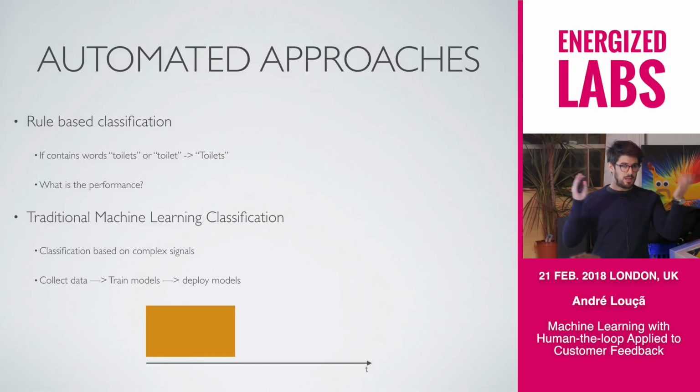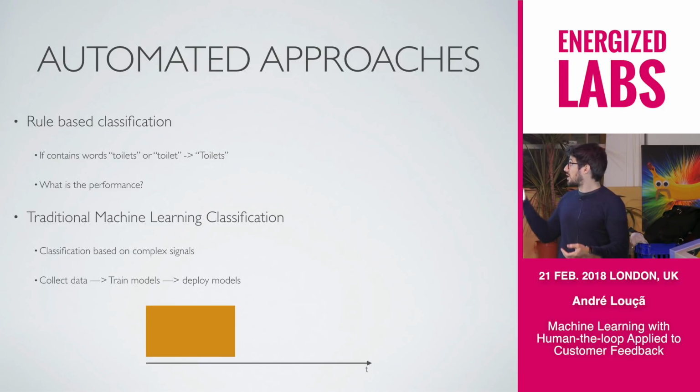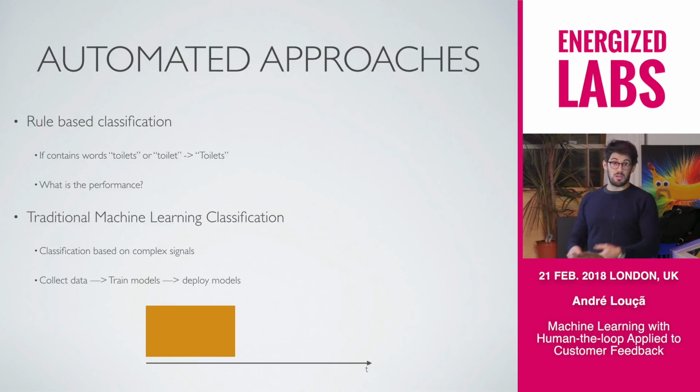There are many different ways to do it. A simple way that all of us with a development background are going to think of straight away is, if I find a keyword like toilets or toilet in customer feedback, this is going to be about toilets, so I can label it with the toilets label. However, it is really important to ask, but what is the performance? Because in machine learning, we have a model, but we need to know how good that model is, how trustable it is, which is performance.